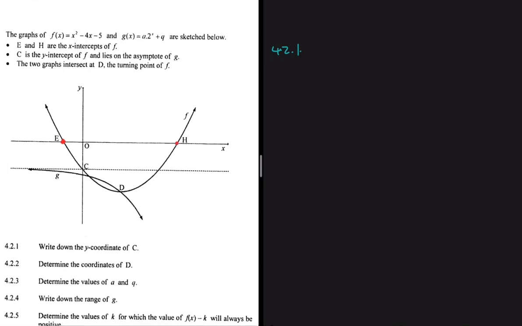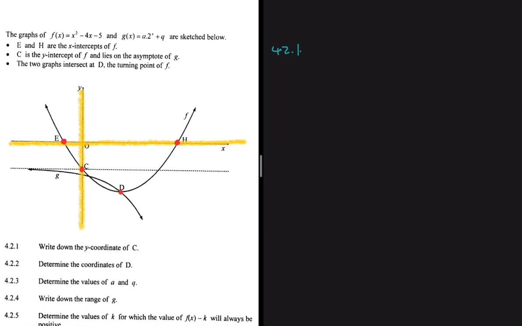So this line here is our x-axis, and this line here is our y-axis, right? And C is the y-intercept of f. So we have C here being the y-intercept of f, and it lies on the asymptote of g. The two graphs intersect at D, the turning point of f. So the first question: the y coordinate of C.